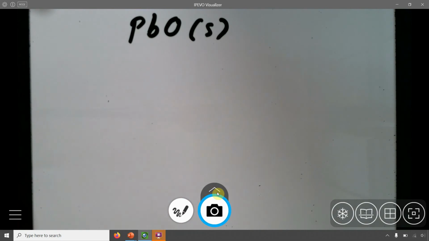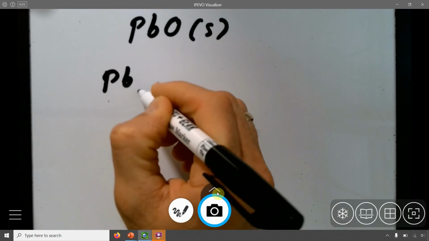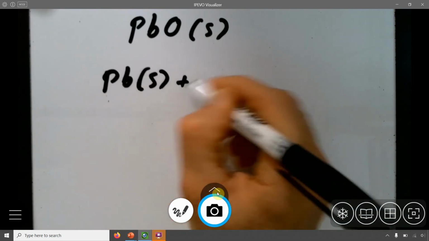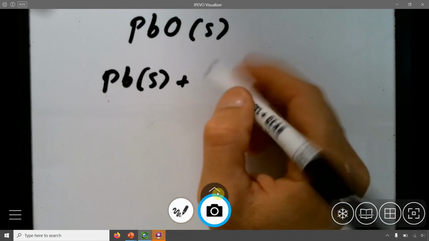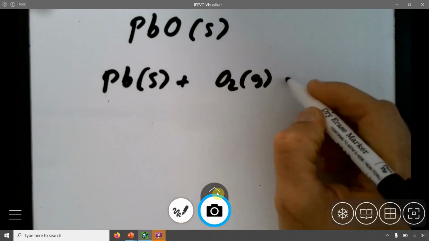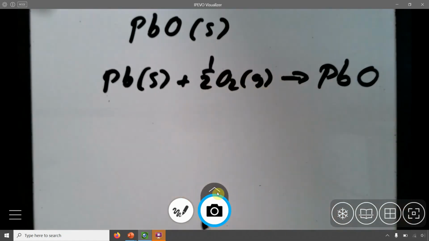So what's making it up? Well, Pb. The most stable form for Pb will be Pb solid, lead, and I need oxygen gas. That's the most stable form for oxygen, and that will form PbO, and then I want to balance it. Now I'm happy. That's it.